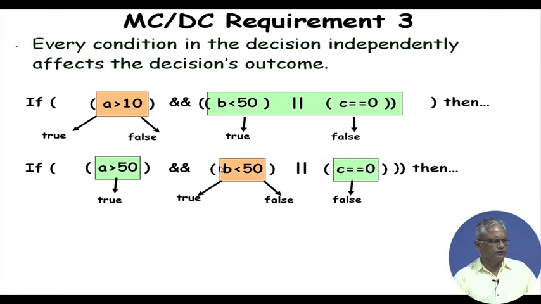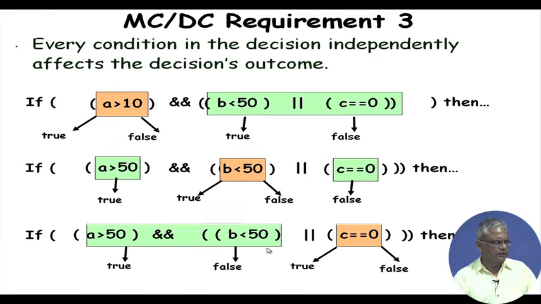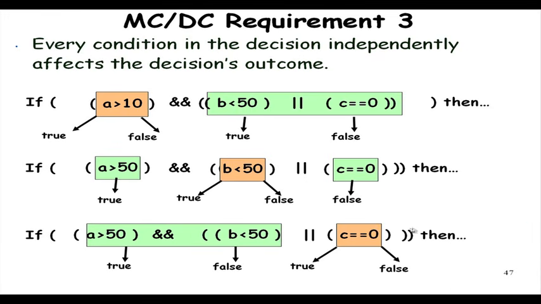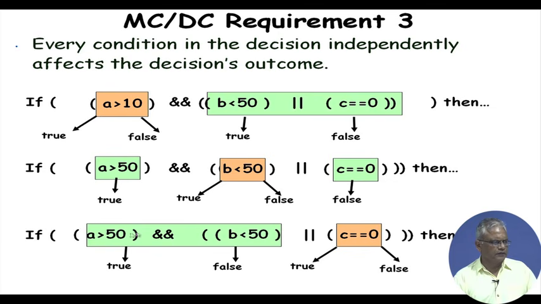Similarly, we take up the second one. We set the test cases true and false while holding this at true and false values, and as you can evaluate, the outcome of the branch toggles between true and false. Similarly, the third one, we set the third basic condition to true and false, keeping these two at true and false, and therefore the branch outcome toggles.